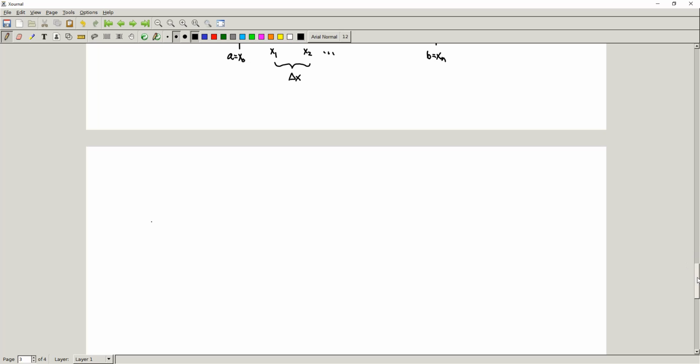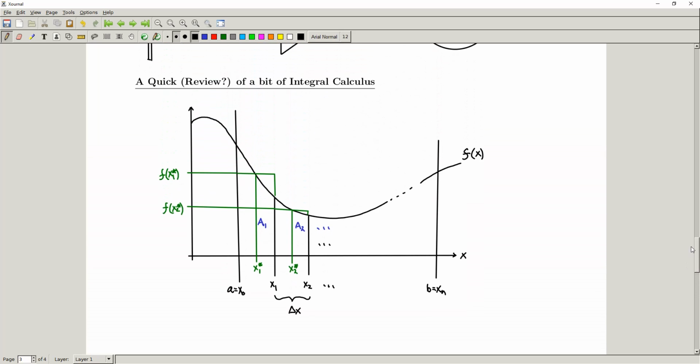Okay, so let's say we were interested in finding the area under this curve from some point A to some point B along this curve, right? So we have x equals A and then x equals B, and we want to find the area under the curve for that interval, right?